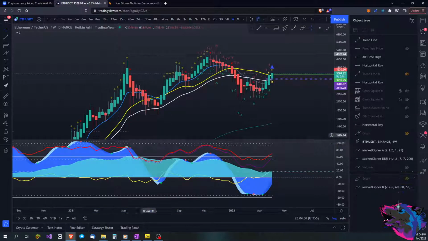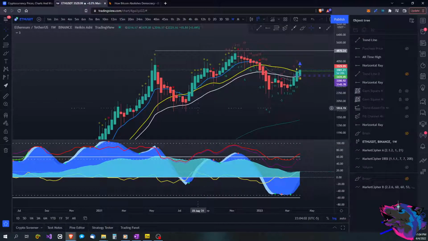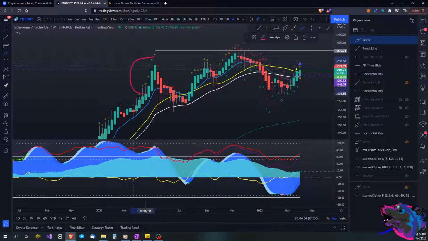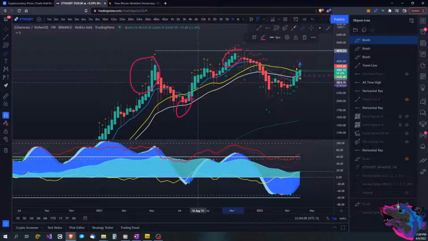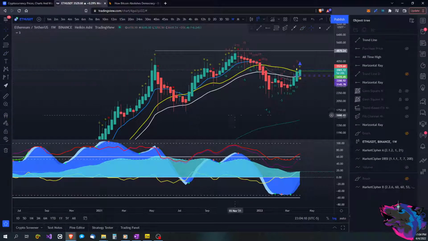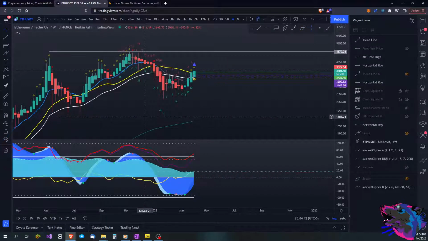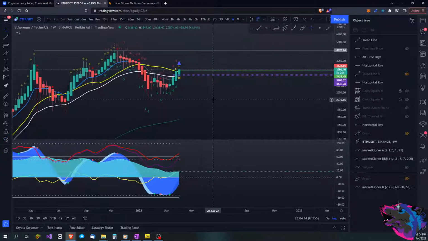So just knowing this strategy would have got you out on the top, in on the bottom, out on the top. It's not a bad gig, to be honest.